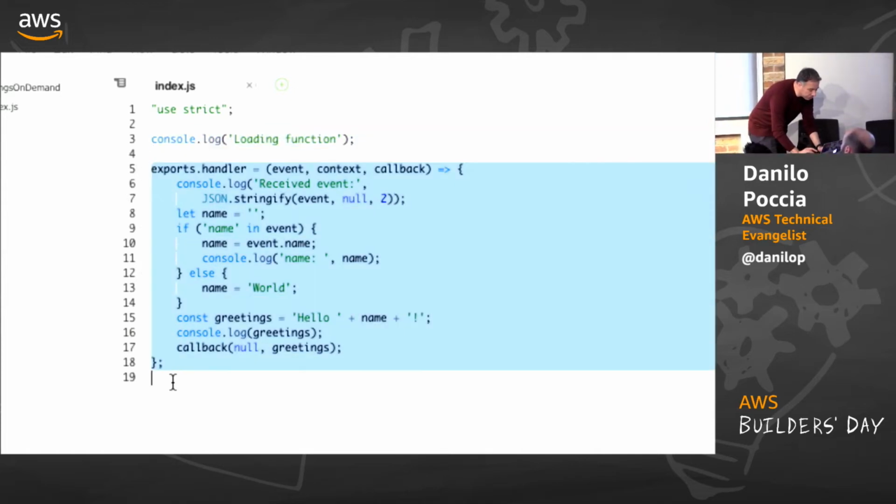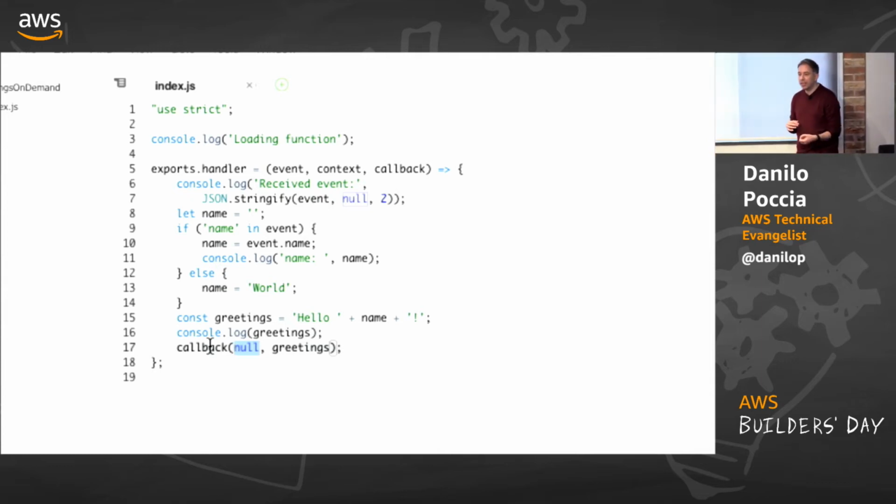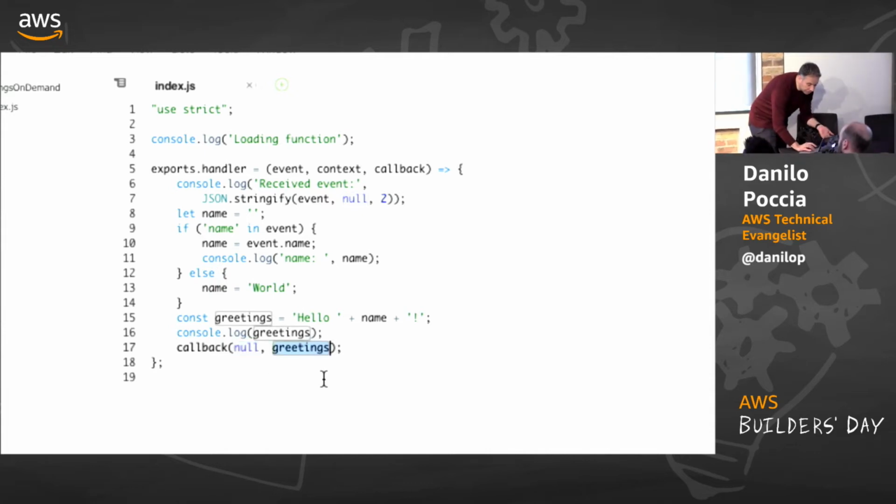And this is the code of the function that is invoked. It's basically just logging the event, checking if the event, which will be a JavaScript object, has a name. If it has a name, I will use this name. Otherwise, I use world. And then I say hello plus the name. And then I log it. And then I return the return value. So this is JavaScript. So we use the standard callback syntax of JavaScript. So the first parameter is the error. Null means no error. And greetings is the return value.